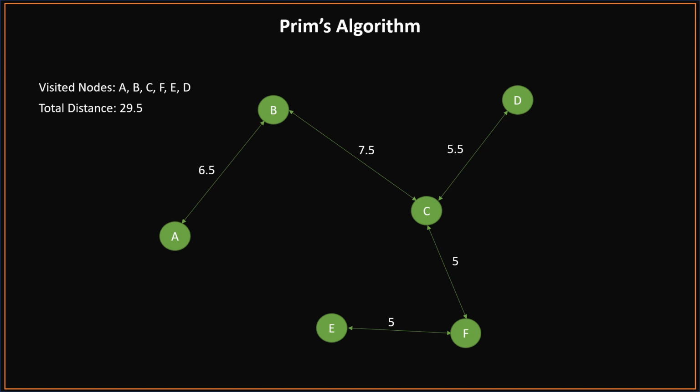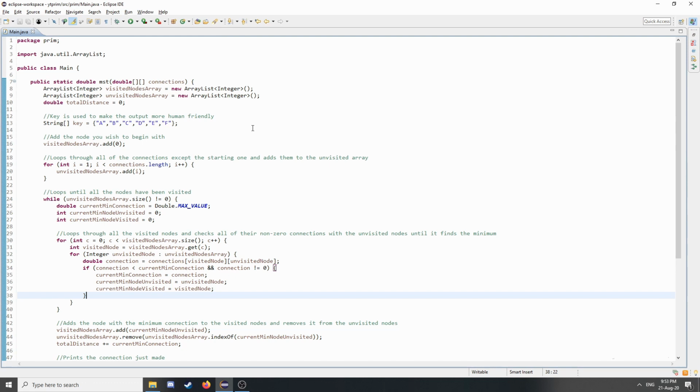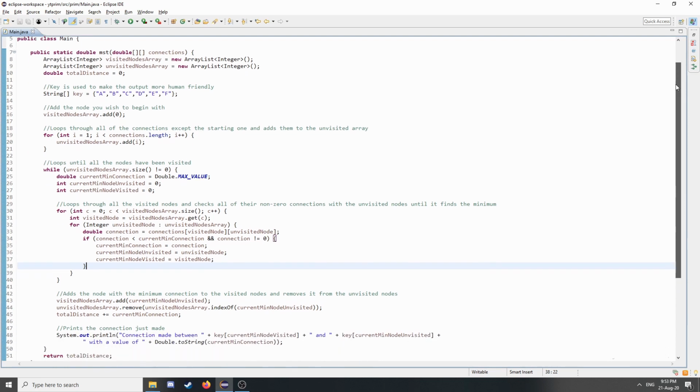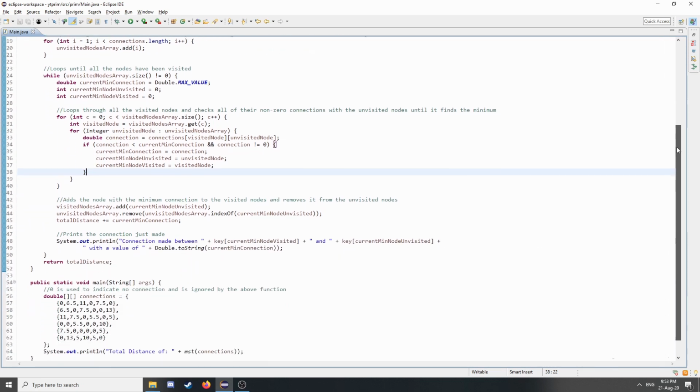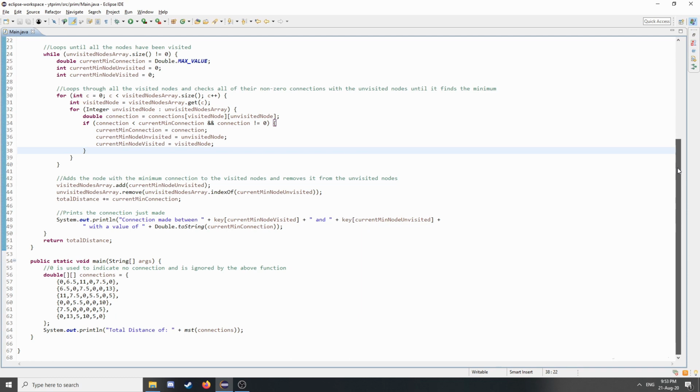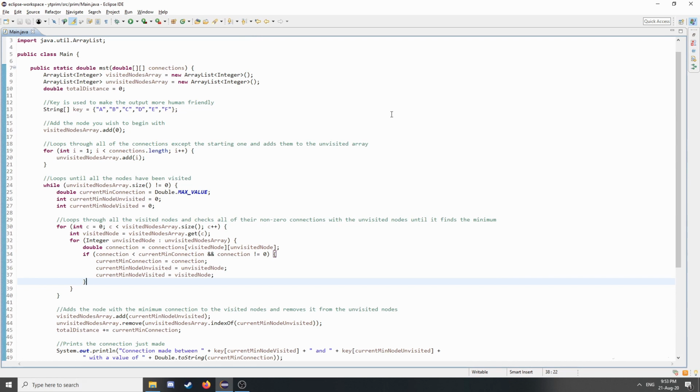Let's go take a look at the Java code. And here is the code for Prim's algorithm. I have added a few comments to make things easier to understand and to make sure that you understand what part of the code does what. Just one thing that I would like to clarify is that to represent the connections we use an adjacency matrix, and any connection that does not exist is represented with a 0, or any connection of a node to itself is also represented as 0.